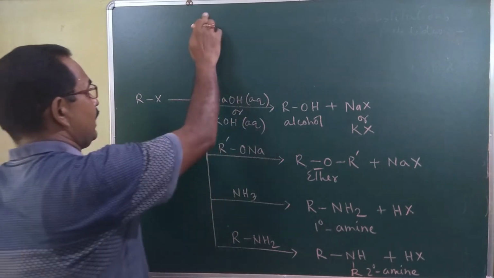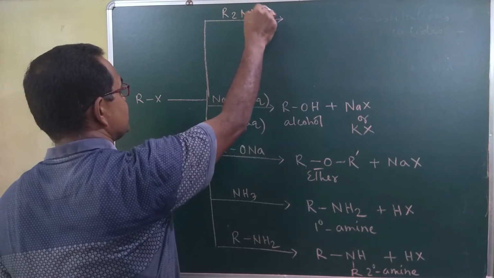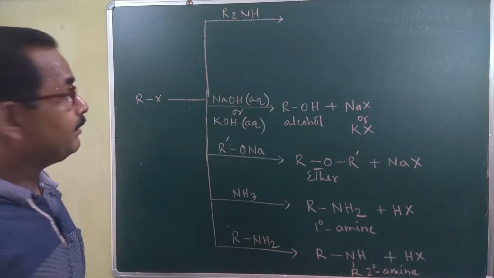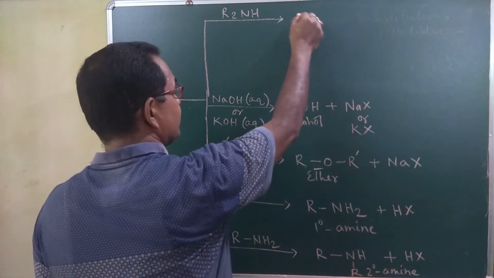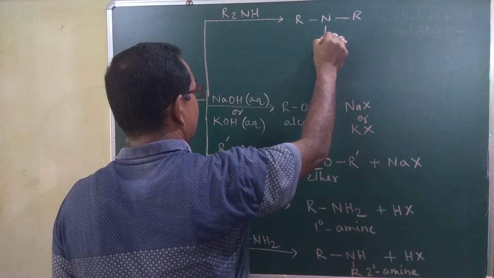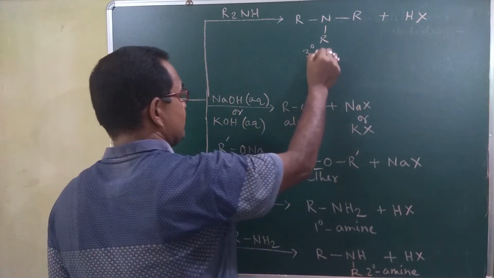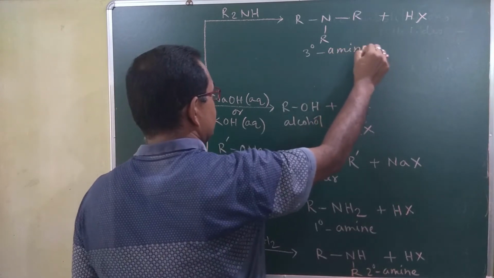If alkyl halide is treated with secondary amine, say R2NH, what will happen? We will have R3N plus HX. This is a tertiary amine.